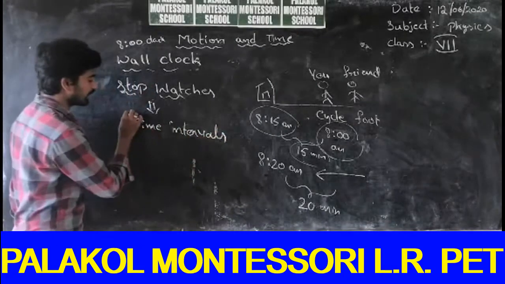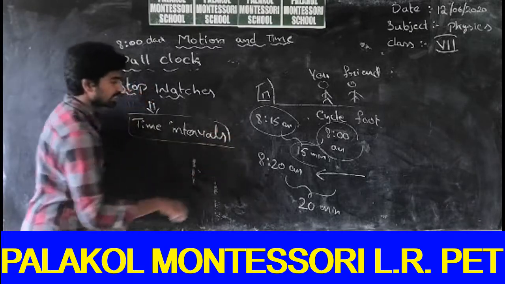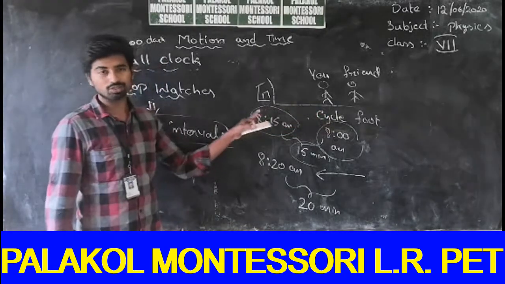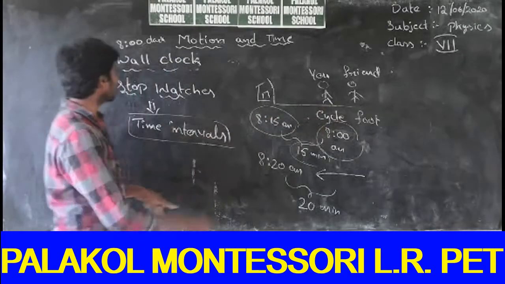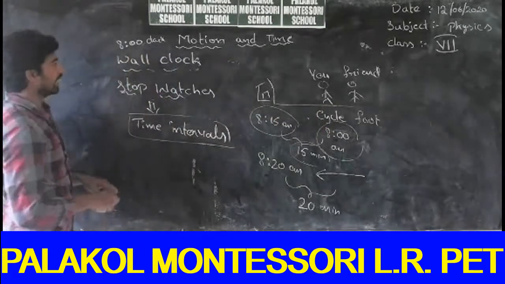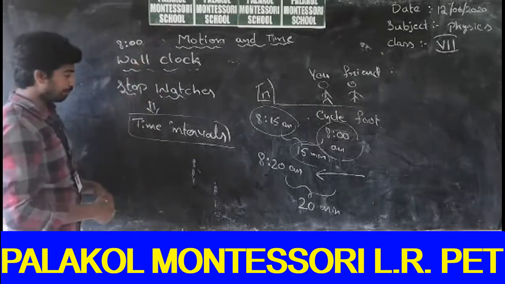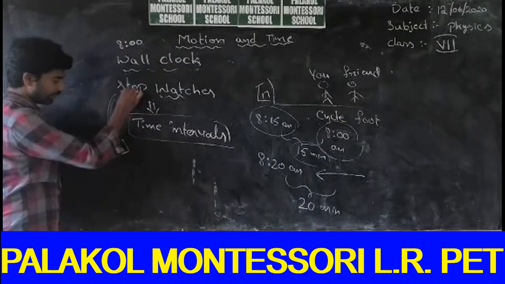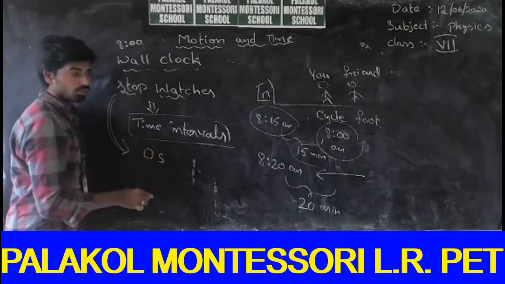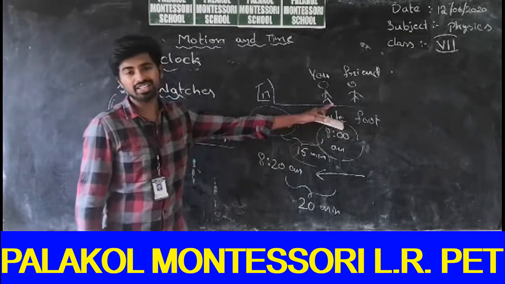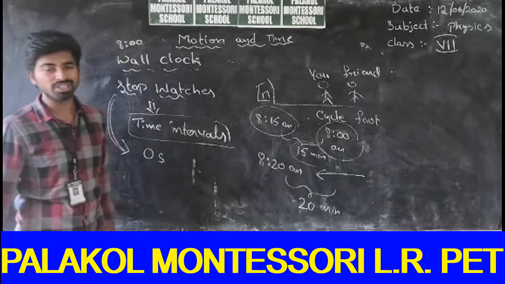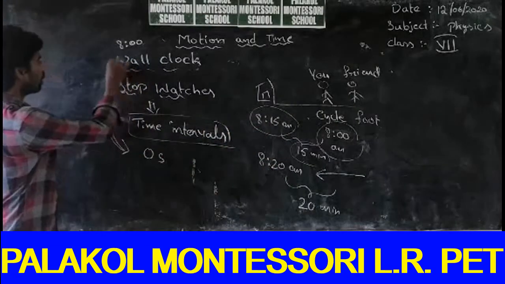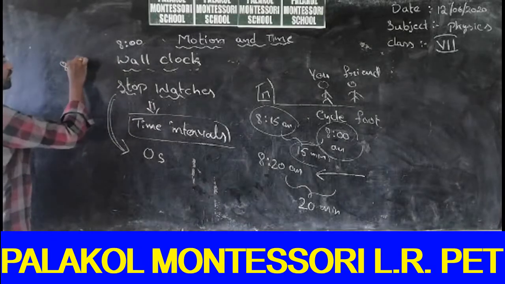A stopwatch will be used to measure time intervals. For example, when you are starting from your home to the school, the wall clock at home shows 8 o'clock, but your stopwatch will be at the reset position, showing 0 seconds. After starting to the school, just start the stopwatch, and when you reach the school, the clock shows a time of 8:15 a.m.